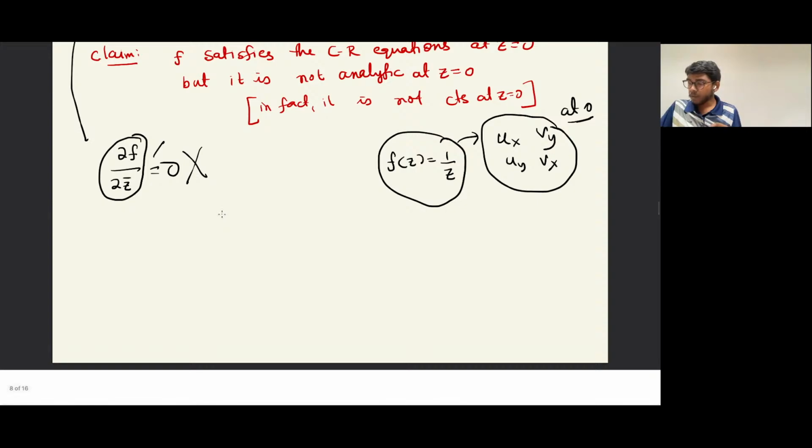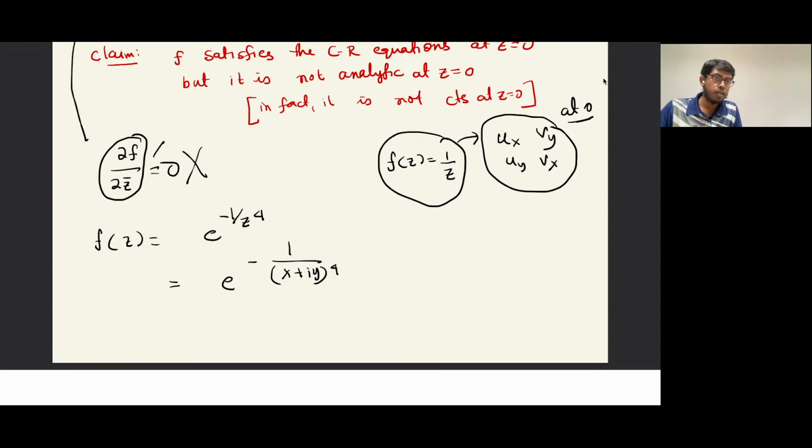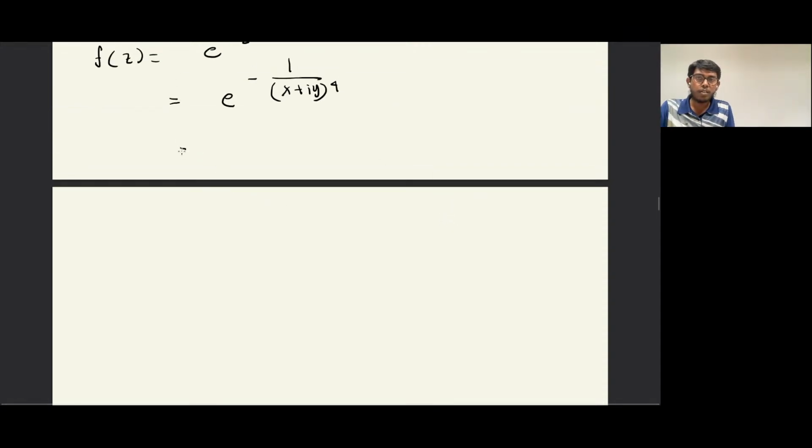So what is my f? f of z equals e to the power minus 1 by z to the power 4. But what is this? This is e to the power minus 1 by (x plus iy) to the power 4. And this is nothing but minus (x minus iy) to the power 4 by (x square plus y square) to the power 4.